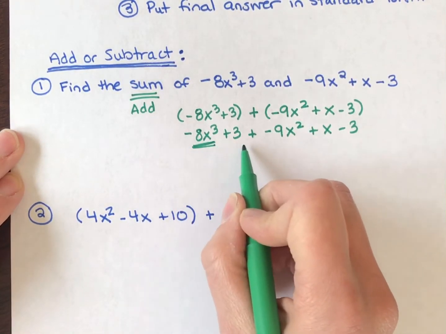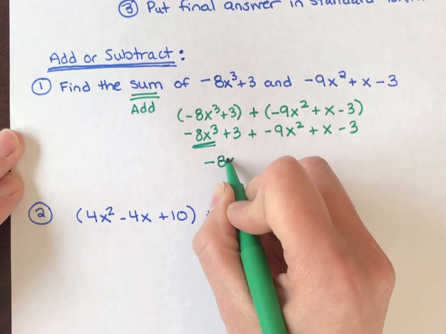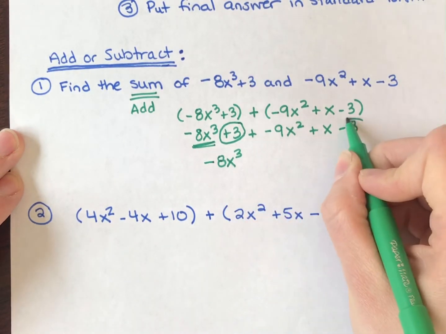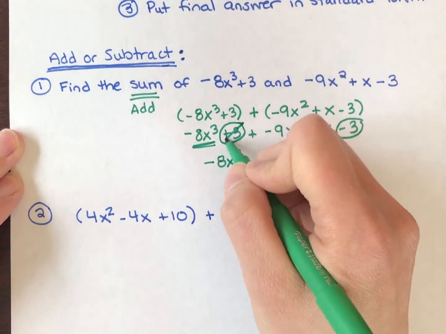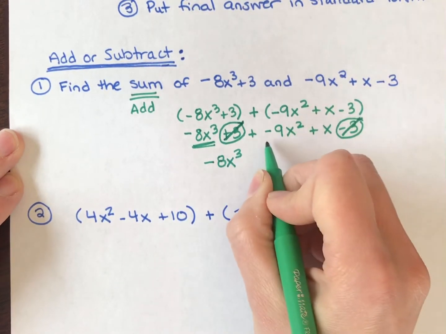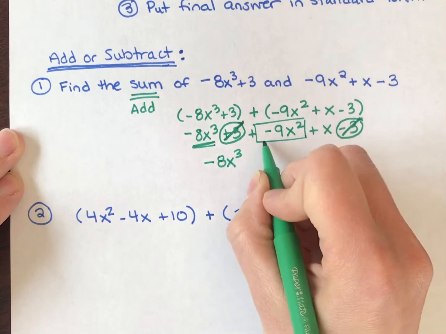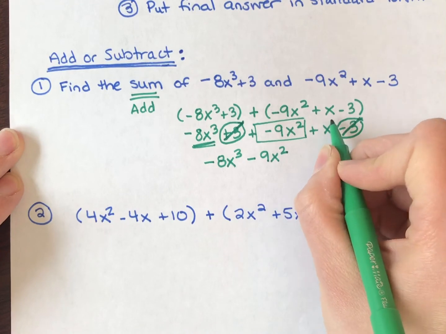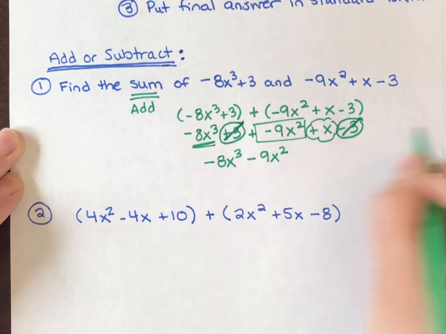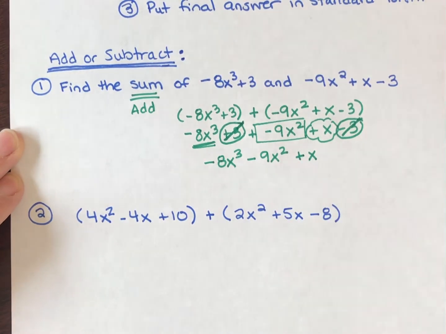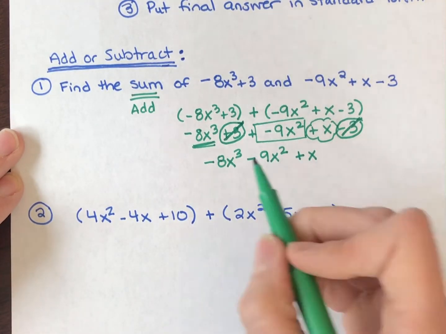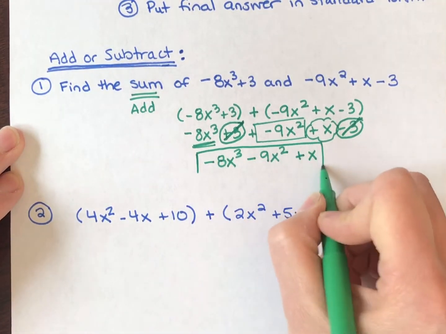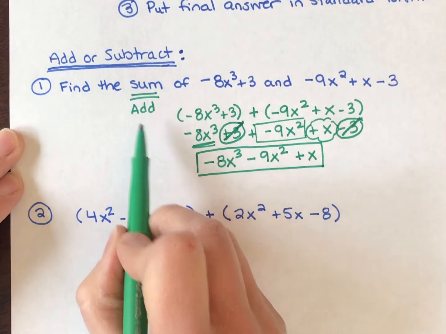I have a negative 8x to the third. I don't see any other x to the third, so I'm going to bring that down. Then I have a plus 3 and a minus 3. Well, 3 minus 3, they cancel, so these go away. Then I have a negative 9x to the second. I don't see any other x squared, so I bring that down. Then I have this positive x. There are no other x's, so I bring that down as well. My answer is already in standard form: x to the third, x squared, x. There was no constant, so this is my final answer. If you see the word sum, that just means add your polynomials.